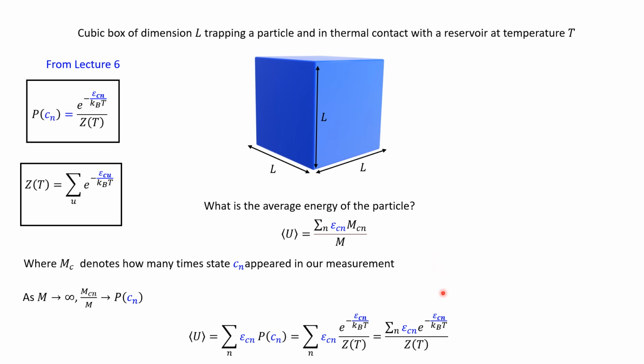But the job of statistical physics kind of ends here. Now, to evaluate the sum, we need to know what are the states of the system and what are their corresponding energies. But this is not a question of statistical physics. This is a question that quantum mechanics can answer. But fortunately, we have already answered this question in lecture 2.